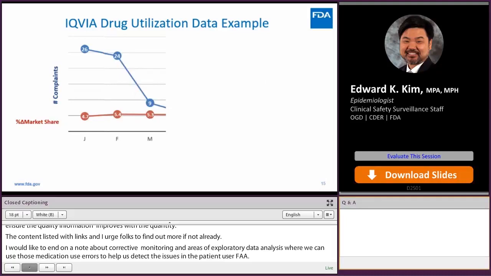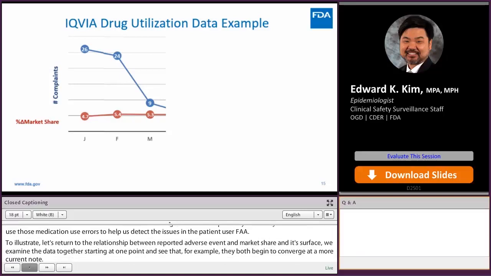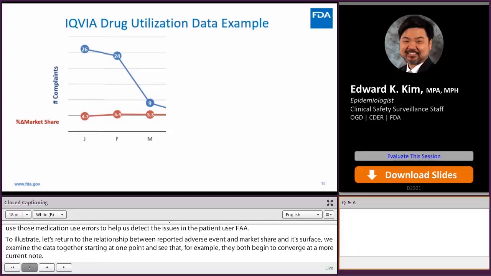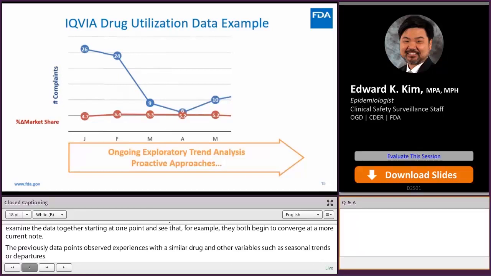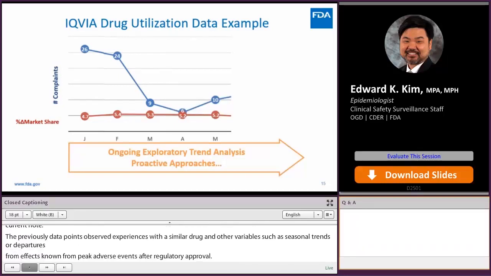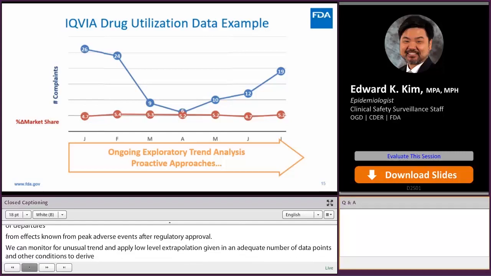With previously collected data points, observed experiences with related or similar drugs, and other variables such as seasonal trends or departures from known effects related to peak adverse event reporting after regulatory approval and sources of bias, we can monitor for unusual trends and apply low-level extrapolation, given an adequate number of data points and other conditions, to derive thresholds for signal detection across groups of drugs and identify patterns of abnormality given past observations, to conduct or at minimum flag for exploratory analysis.